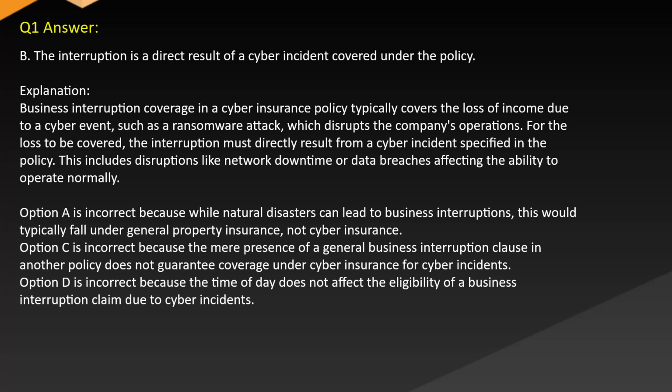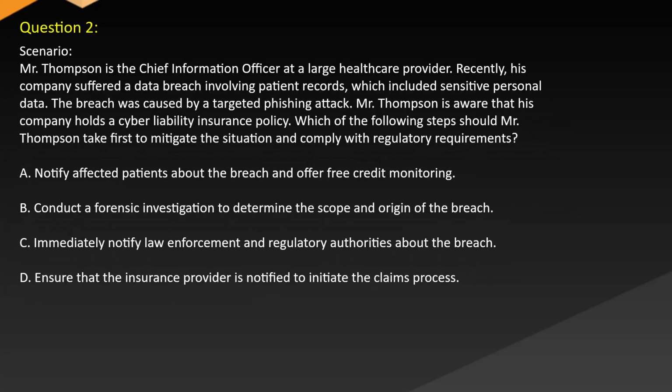Option A is incorrect because while natural disasters can lead to business interruptions, this would typically fall under general property insurance, not cyber insurance. Option C is incorrect because the mere presence of a general business interruption clause in another policy does not guarantee coverage under cyber insurance for cyber incidents. Option D is incorrect because the time of day does not affect the eligibility of a business interruption claim due to cyber incidents. Question 2.